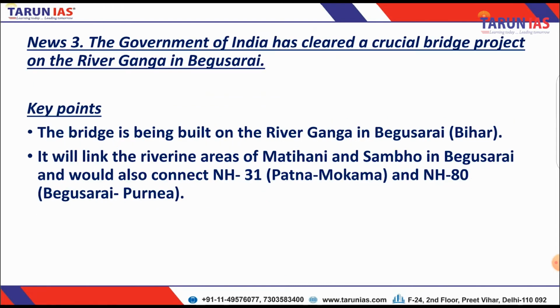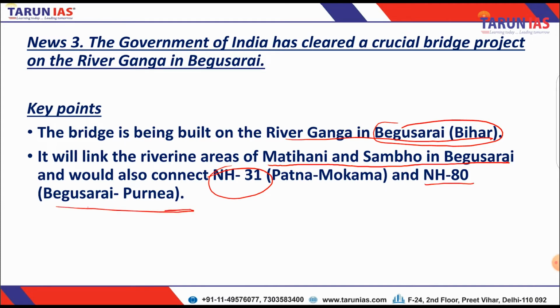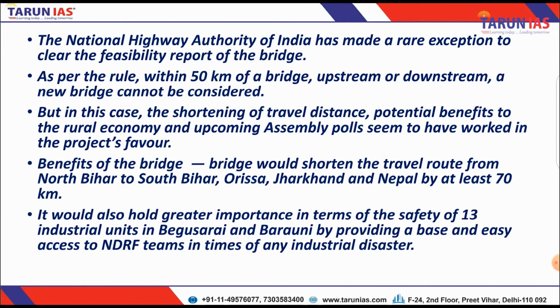Let's move on to the third news. The third news is that the government of India has cleared a crucial bridge project on the river Ganga in Begusarai. The key point is the bridge is being built on the river Ganga in Begusarai, Bihar. It will link the riverine areas of the Matihani and Sambu in Begusarai, and it would also connect National Highway 31 to National Highway 80, which is a highway from Begusarai to Purnia.